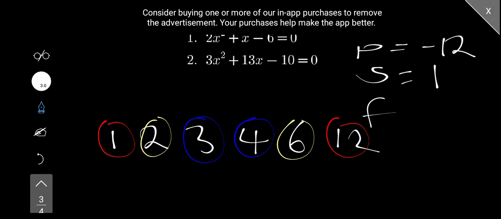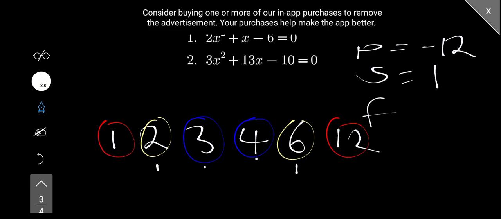When you multiply these pairs, automatically the answer we get is 12. 12 times 1 is 12, 6 times 2 is 12, 4 times 3 is 12. So to get -12, we have to make one of these a negative. If we pick 1 and 12, one of them should be negative. If we pick 2 and 6, one of them should be negative. With 3 and 4, one of them should be negative.